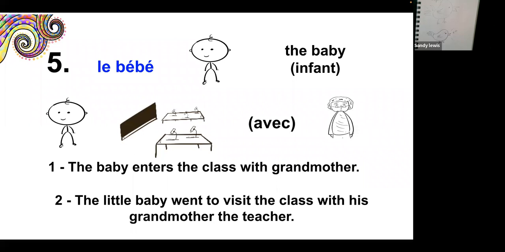Can you tell me? And then that gives the students a feeling of success because they're seeing they have a skill. That's the skill. It's not just the pictures. It's like the skill is you. Okay, you're doing the work, kids. The baby enters the class with grandmother, or the baby went to visit the class with grandmother, her teacher. Okay, grandma was a teacher.